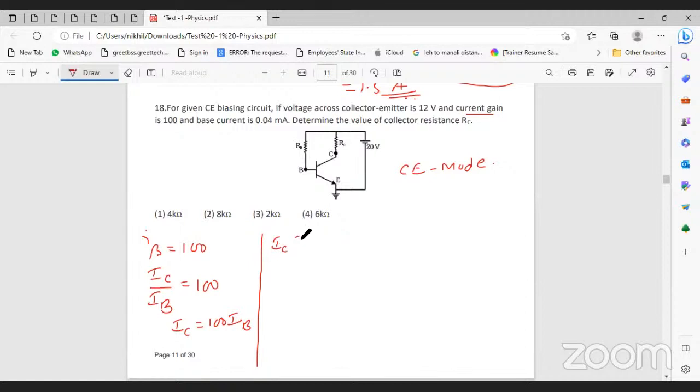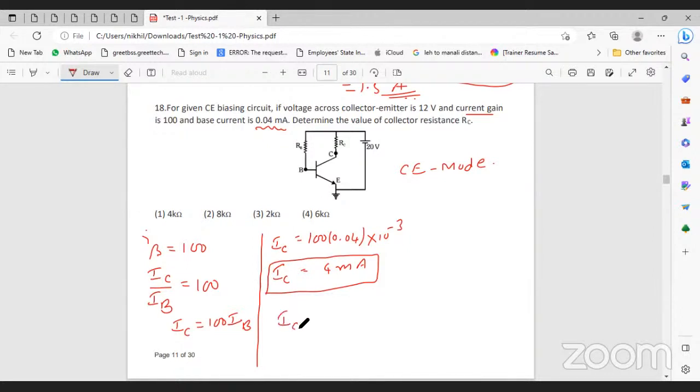Therefore, IC is equal to 100 times the base current. Base current is 0.04 milliamps. 100 into 0.04 is 4. I will keep the milliamps as it is. This is the current through the collector. Now, you have to find the collector resistance RC.